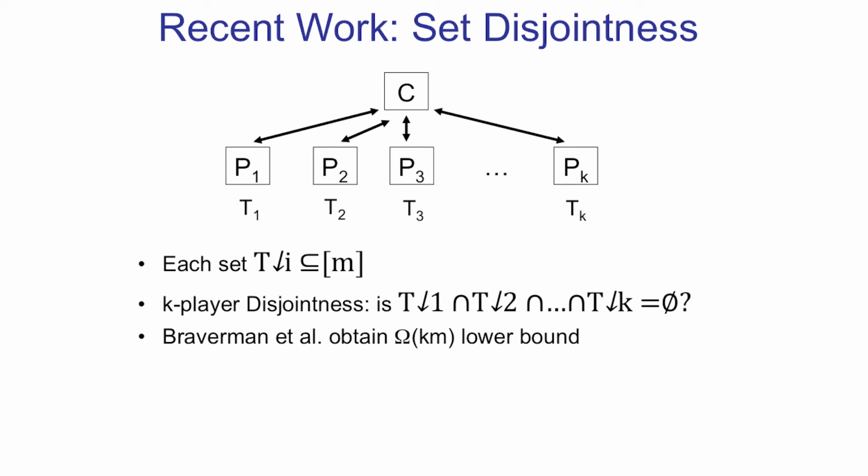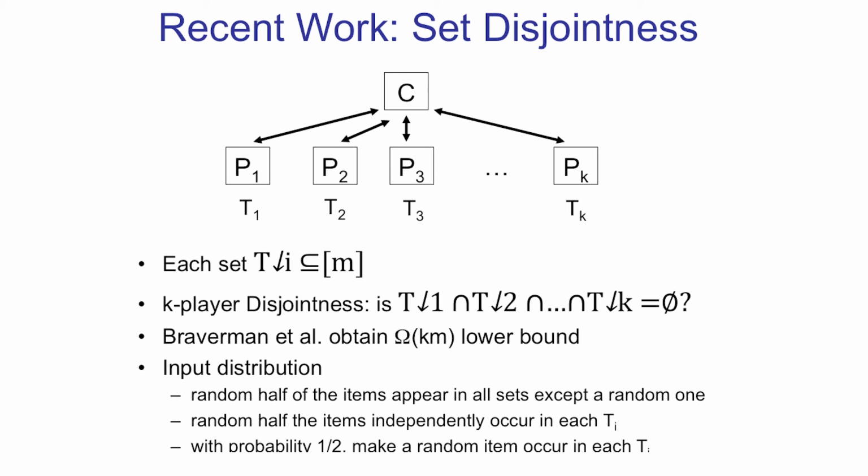I guess we started a little bit late. I can say something about this. Let me just describe what a hard input distribution for this problem would be. The idea is that you take all the m items and partition them into two pieces. Half the items are going to occur randomly in each of the player sets, independently. So with very high probability, those items won't occur in all k sets. And the other half of the items are going to occur in all sets except a single randomly chosen set.